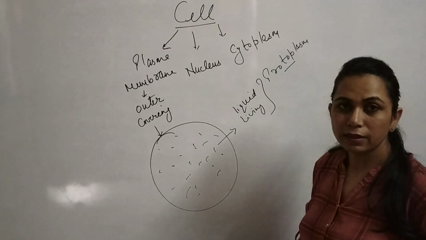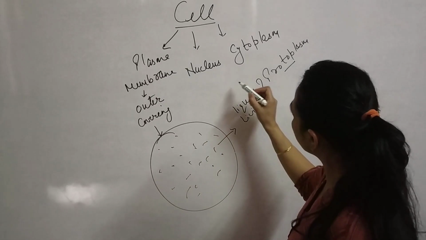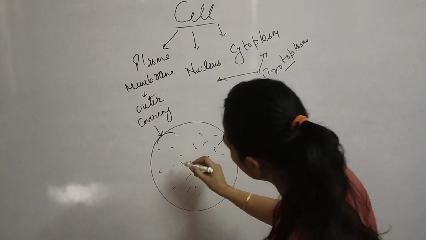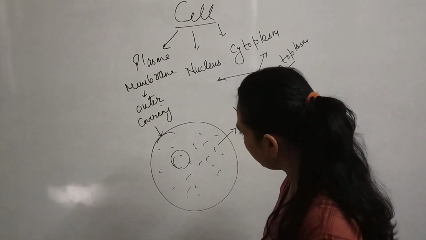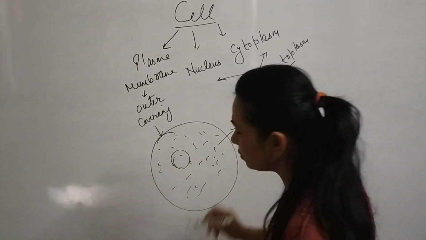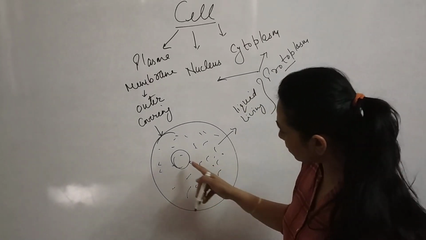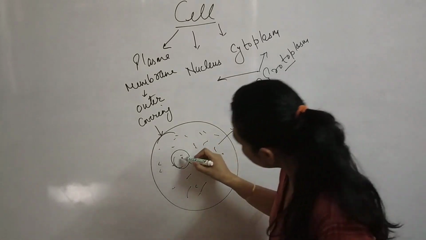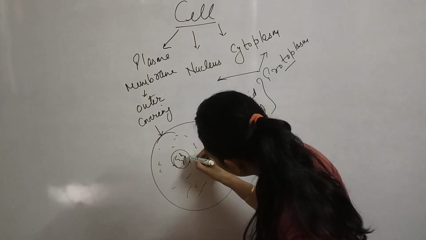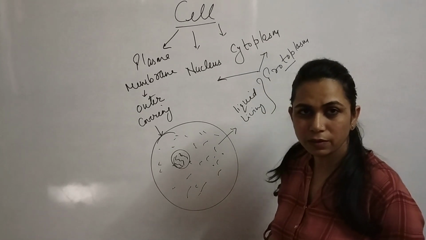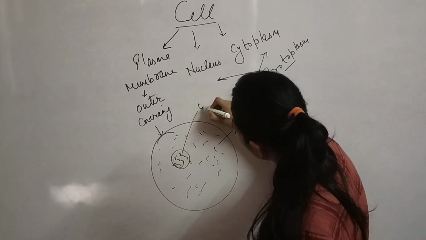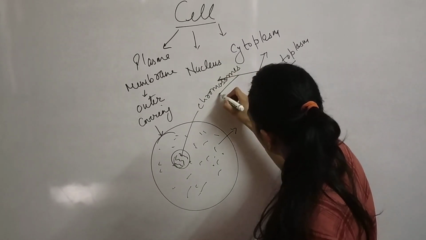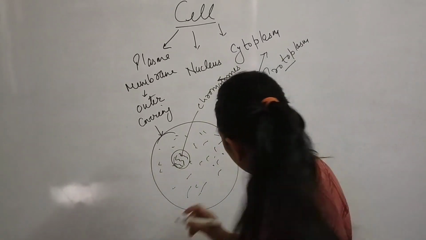Right? And this protoplasm is further divided into two components, nucleus and cytoplasm. So here is the nucleus, and this remaining part is known as cytoplasm. This cytoplasm and nucleus together are known as protoplasm, right? And in this nucleus, chromosomes are present. These chromosomes carry the genes.